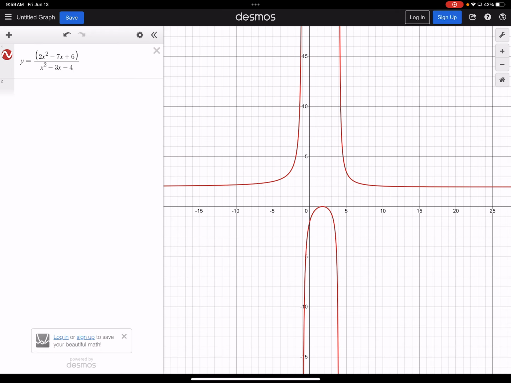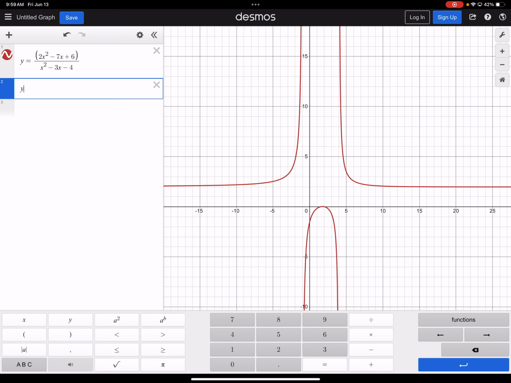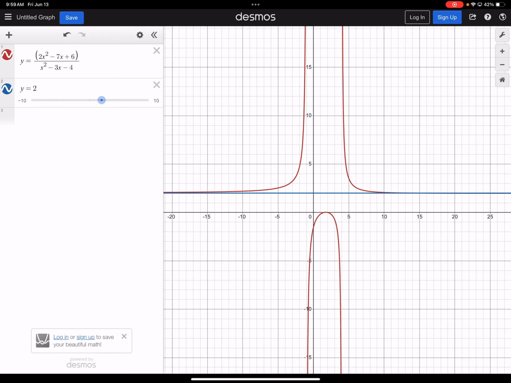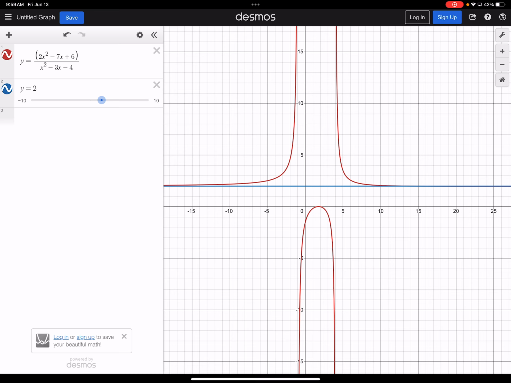Boom. And then if we were to put in y equals 2, see? Boom. Crosses at (14, 2). We did good. All right, you guys, let's take a 10-minute break. That was a lot.